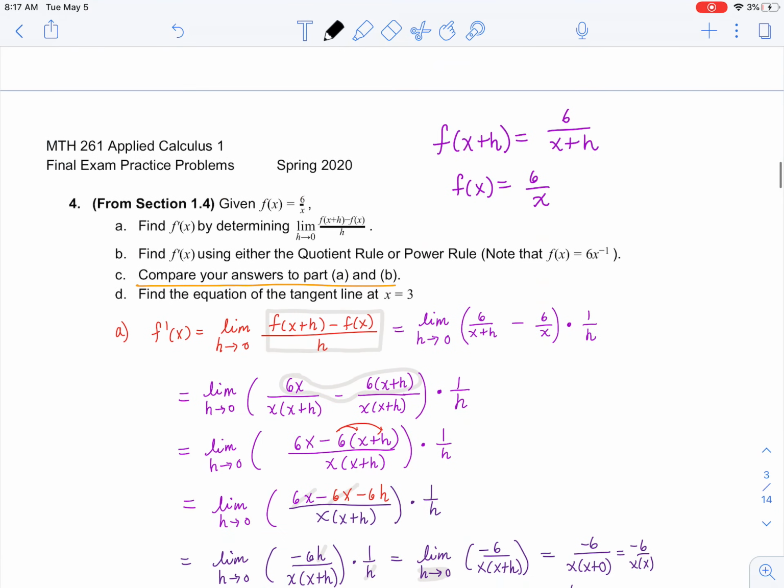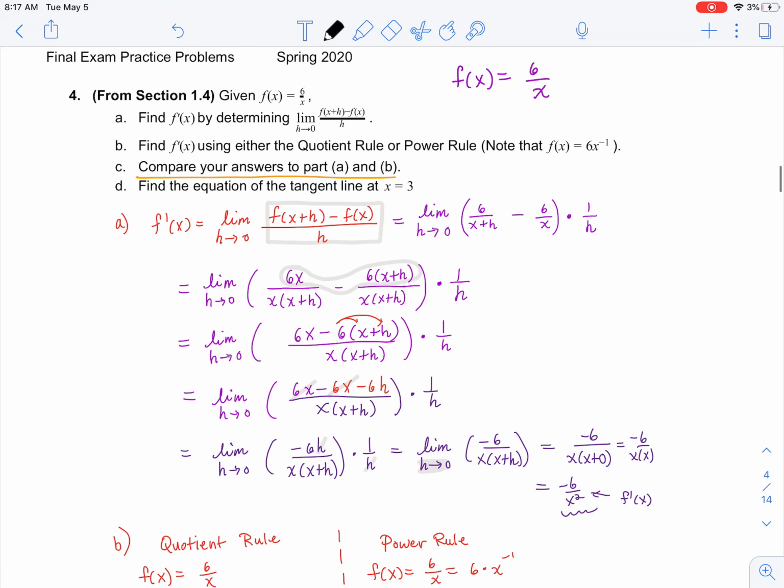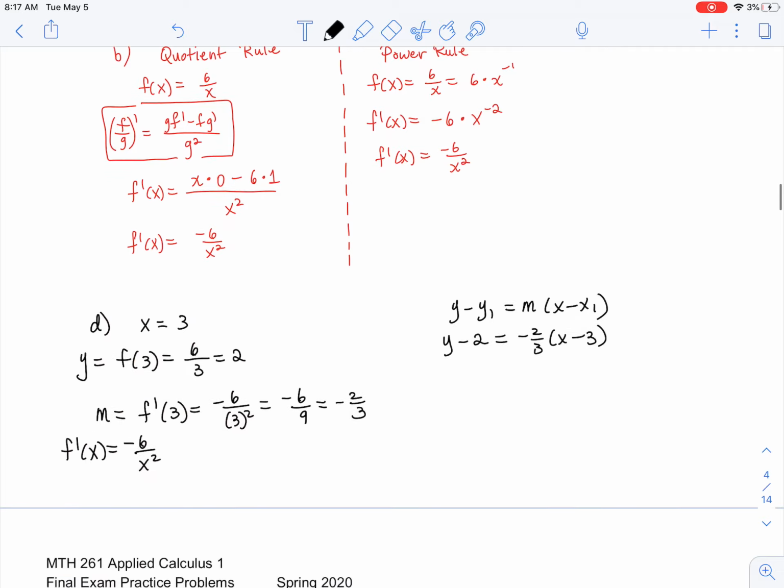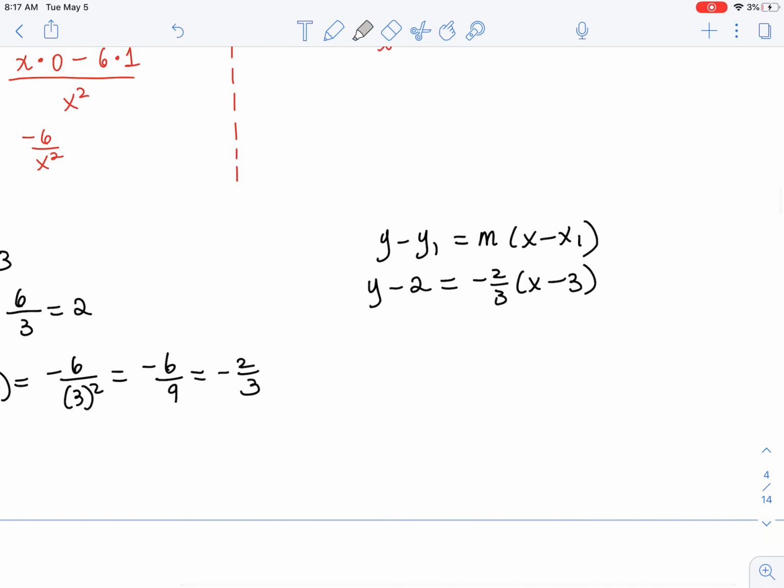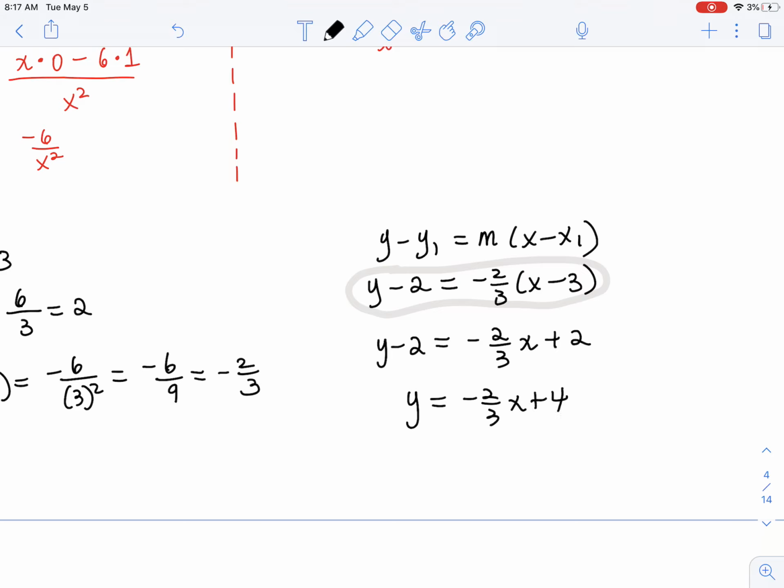I guess I can leave it like this, but did I say any form? Yeah, it says no form required. If you just want to leave it in point slope form, this is perfectly fine. But I know some of us love slope intercept form, so we can go ahead and do that. I can distribute this negative 2/3, and I will get this. And then I can add 2 to both sides. I'll get y equals negative 2 over 3 x plus 4. So both answers are fine.